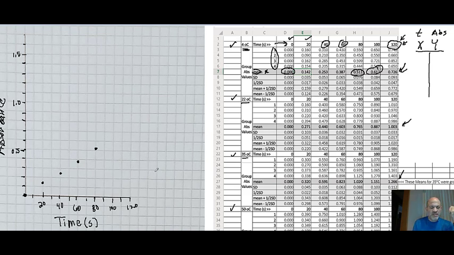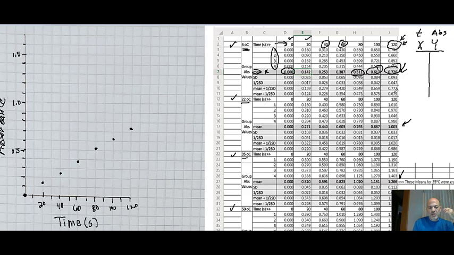0.617, so about 0.62. So this is 0.5, 0.6. In the middle is 0.65, 0.62 is maybe about right there. And then the last value is 0.726 or 0.73. So this is 0.5, 0.6, 0.7, this will be 0.8, 0.73 would be just below halfway, about there. And so we have what looks like a fairly nice pattern there for your data points.